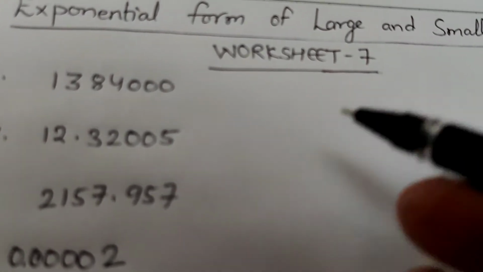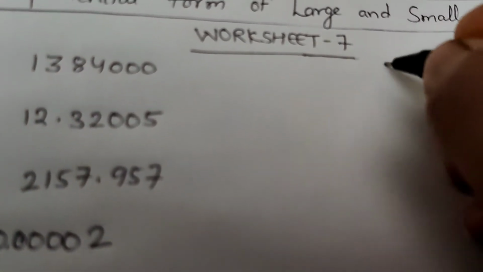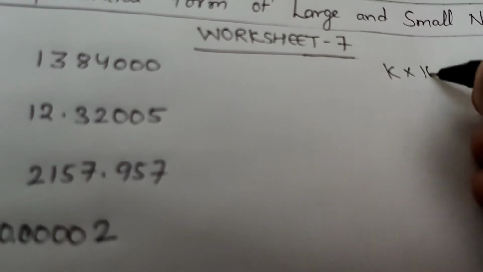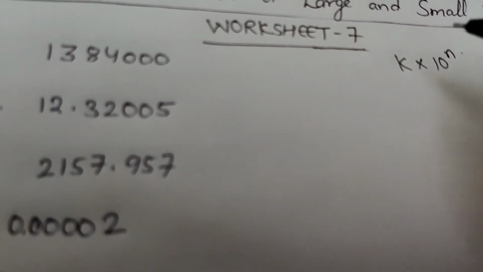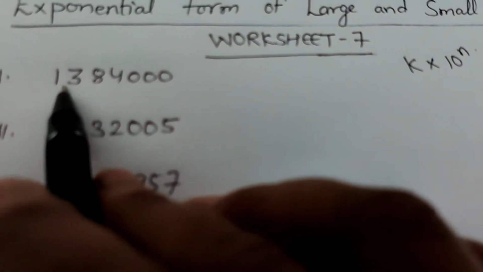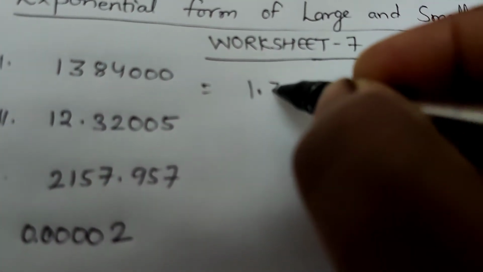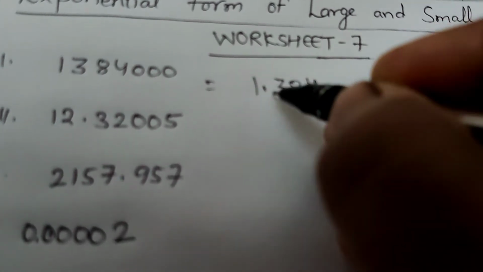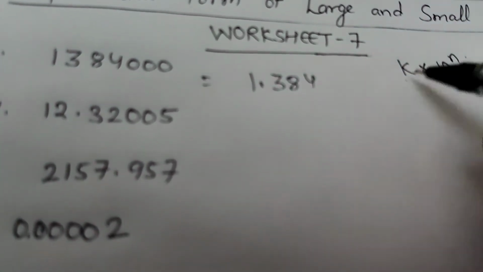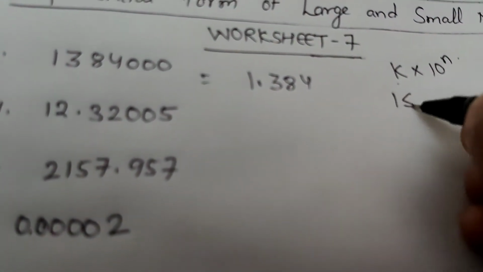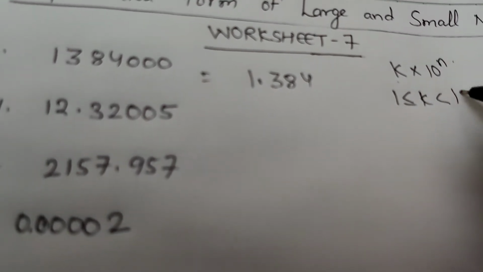1384000. These are the numbers which we can write in the form of k into 10 raised to power n. Suppose k is from 1 to 10, it means we can write 1 point. We put a decimal after 1 because the k range is equal to or greater than 1 but less than 10.